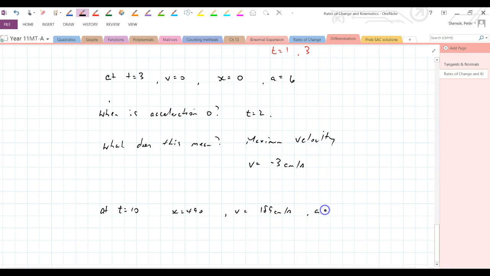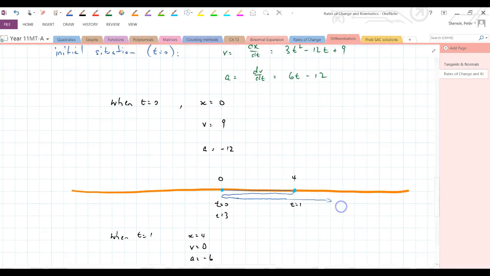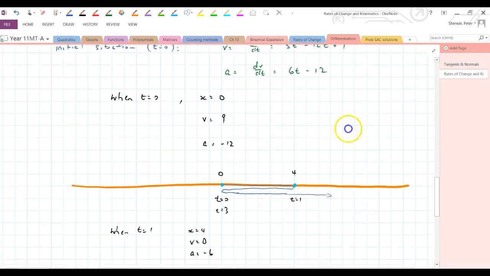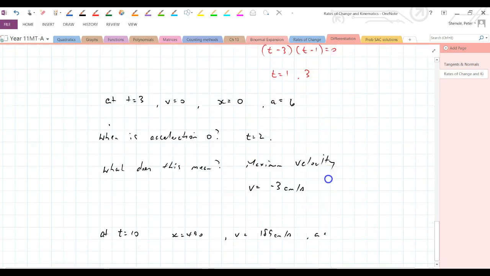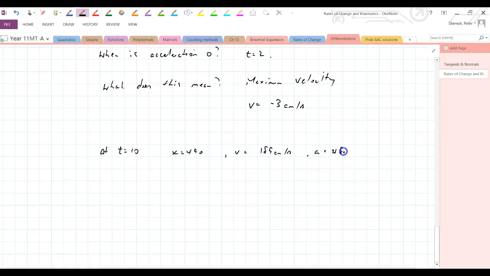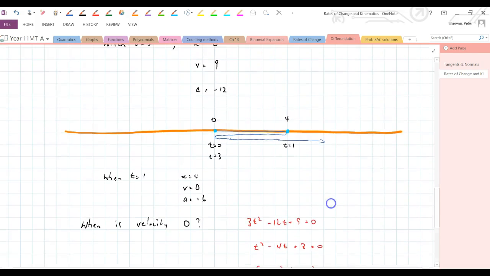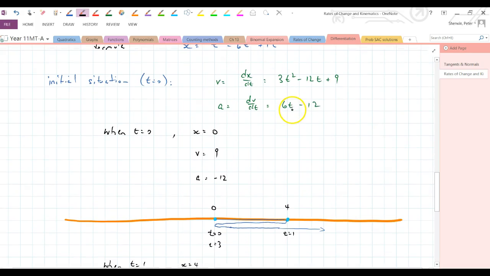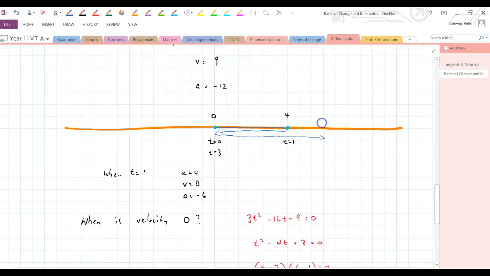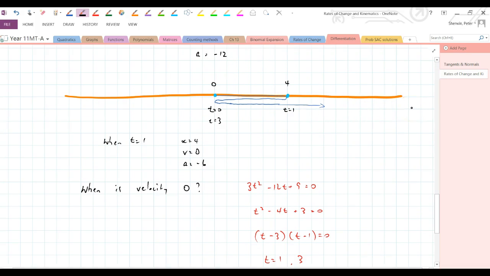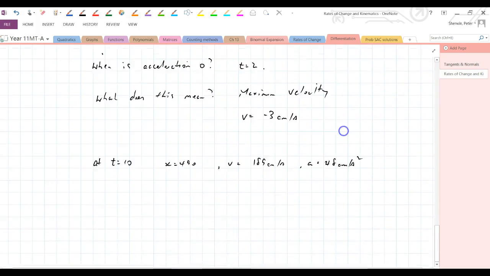And our acceleration at t equals 10 is 60 minus 12, which is 48. So 48 centimeters per second squared. You can see that as time increases, acceleration increases, velocity increases, and this thing just burns off to the right forever and ever.